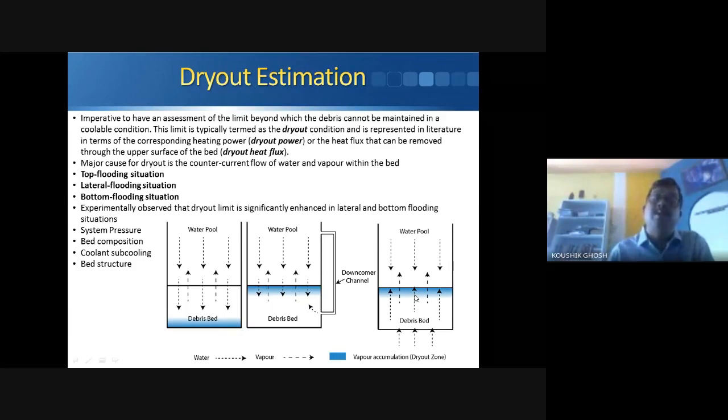So for this debris bed, the paramount importance is to estimate the dry out heat flux. There may be a top flooding condition, and there may be a bottom flooding condition.